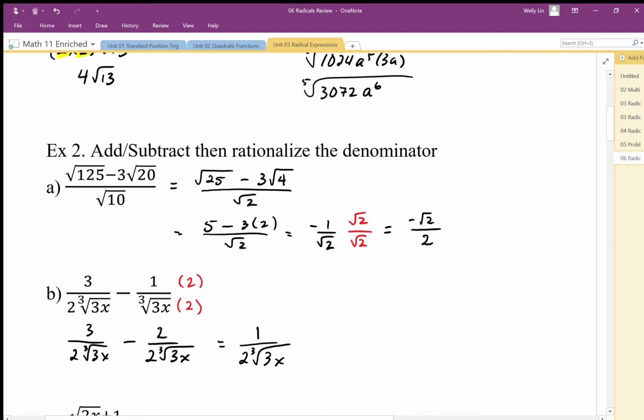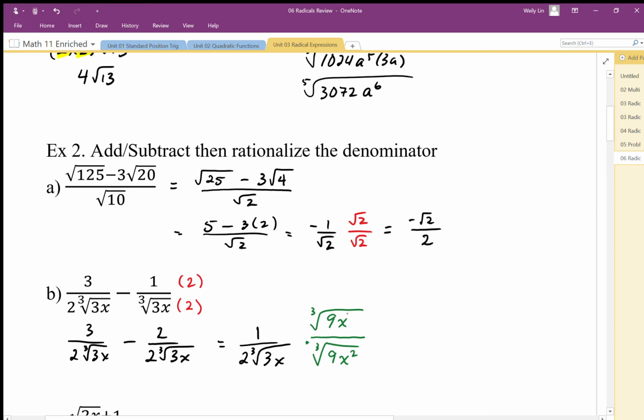So since the index is a cube root, we need perfect cubes. To get a perfect cube in the cube root, we need to first start off with a cube root. I need to multiply by 9 to get my cube root of 27, and I need to multiply by x squared to get my perfect cube of x cubed. Okay, do the same to the top to keep this fraction balanced.